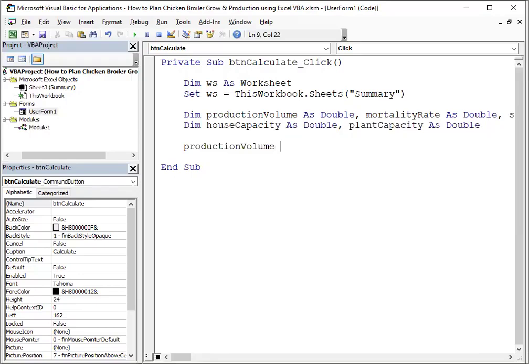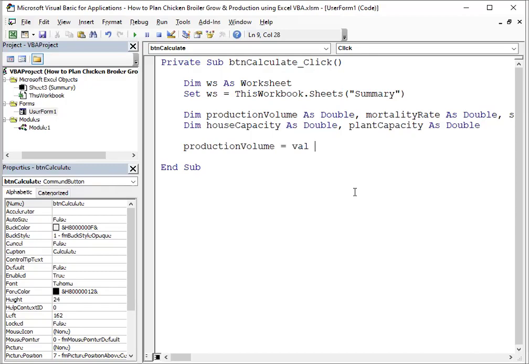Production volume equals val. What is val? Val is value. It stands for value, and converts a string containing numbers to an actual number. Just like in VBA, for example, if you have ABC1234, then just get the 1, 2, 3, 4, the numbers only.